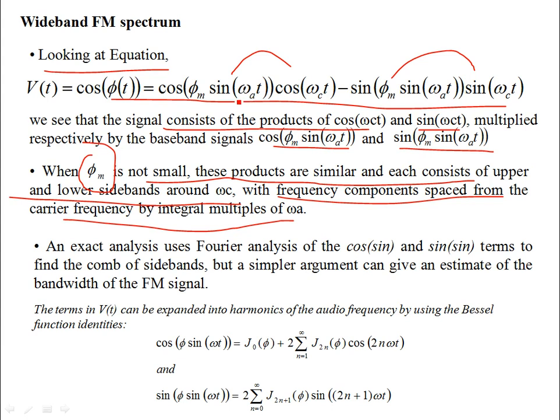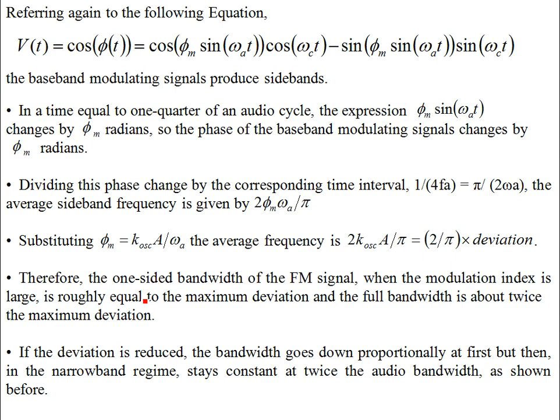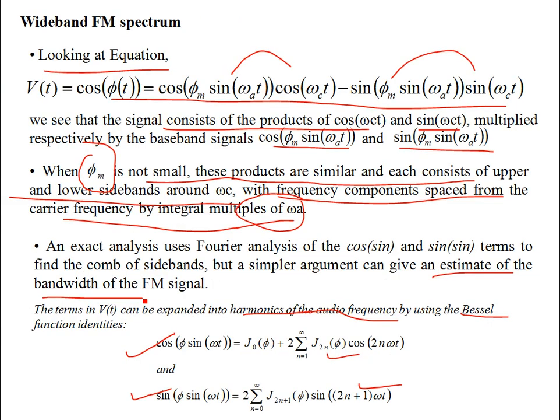Since you have the cross product multiplications, again around omega C there will be sidebands. The nature of the sidebands is such that the frequency components are spaced from the carrier by an integral multiple of omega A. One way to understand this is through the Bessel functions, the expansion of harmonics of the audio frequency, but these functions are usually tabulated. An easy argument is to look at it in terms of deviation, how much deviation you have. For example, if phi m is large, of course you will have more deviation.